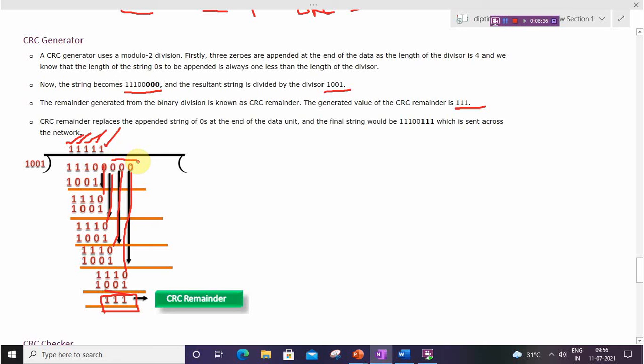In the data unit, we replace these 000 with 111. So we send 11100 and 111 to the receiver. So the CRC is 111, and we add this CRC to the data unit 11100, that is 111, and the whole data unit is sent to the receiver.